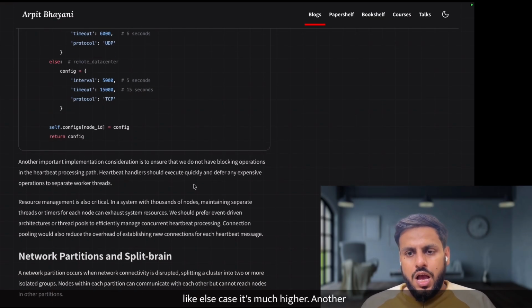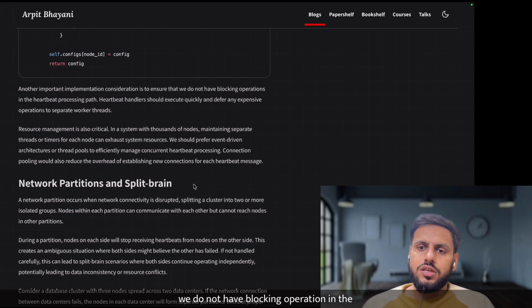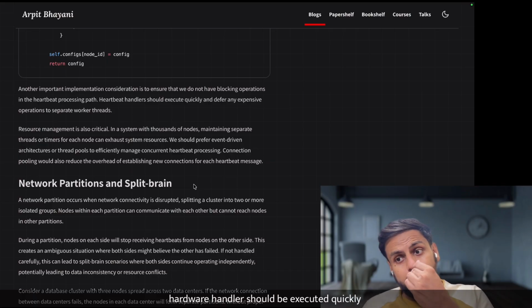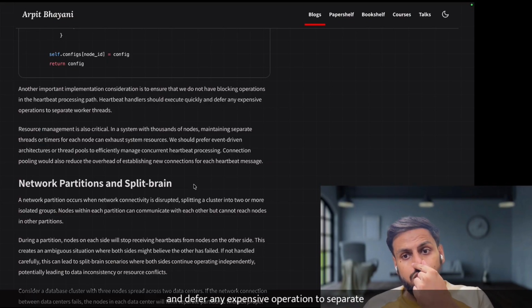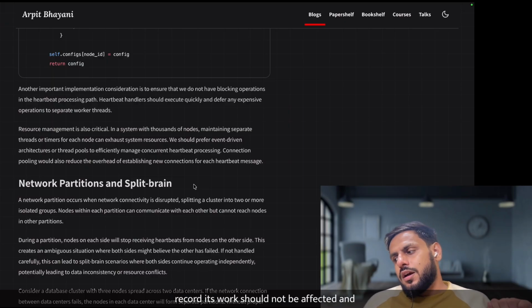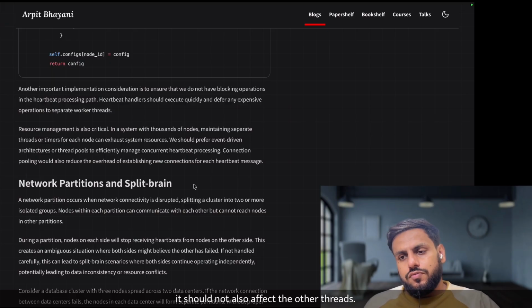Another important implementation consideration is to ensure that we do not have blocking operations in the heartbeat processing path. The heartbeat handler should be executed quickly and defer any expensive operation to a separate thread. So it should be isolated, its work should not be affected, and it should not affect the other threads.